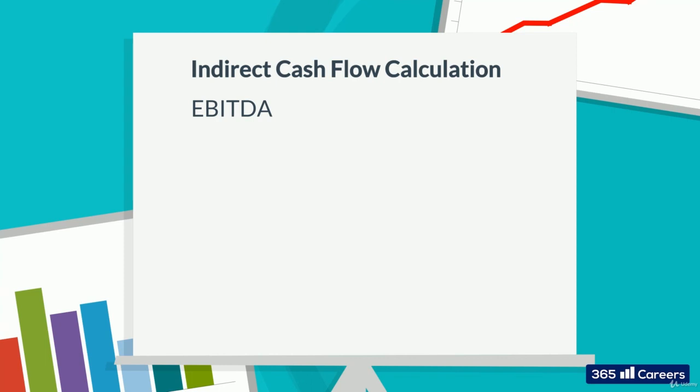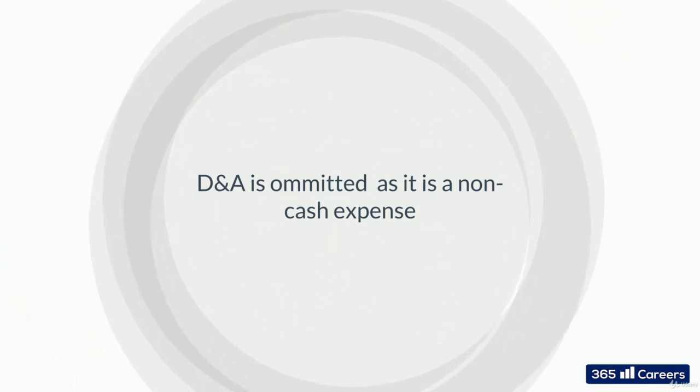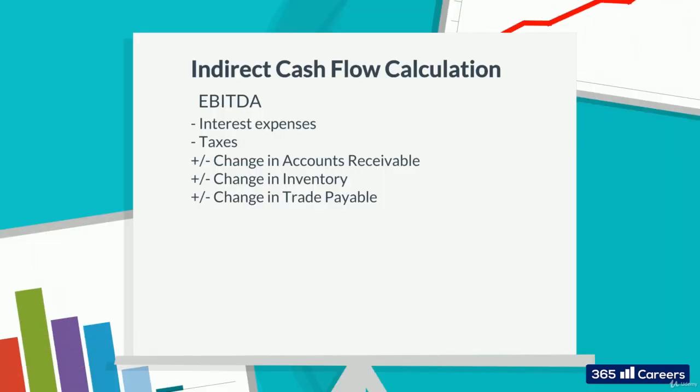EBITDA stands for earnings before interest, taxes, depreciation, and amortization, right? So we'll have to consider only expenses that have been omitted but have a cash impact. In this case, these are interest expenses and taxes. We are omitting D&A on purpose, as it is a non-cash expense. Then we will calculate the movements arising from the three working capital components: accounts receivable, inventory, and trade payables.